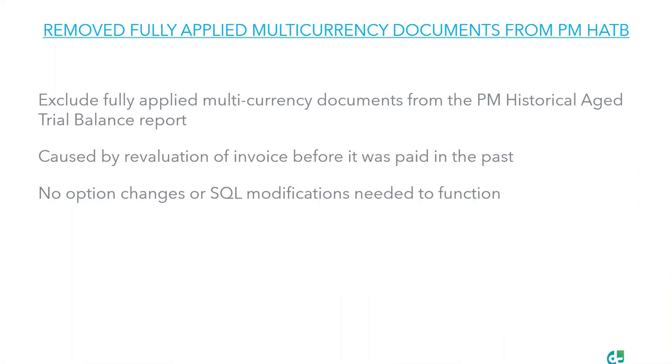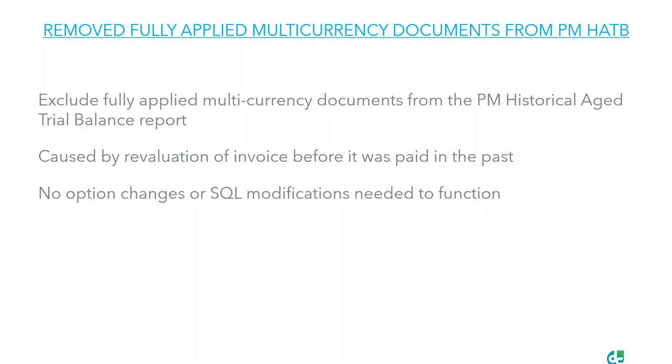And the last update in the financials area of GP for this version is the ability for the Payables Management Historical Aged Trial Balance to remove the fully applied multi-currency documents. What that means is that GP will no longer see a remaining amount on the documents and try to keep those on the report if we're excluding fully applied documents. That's typically caused by a revaluation of the invoice before it was paid. So when GP was looking at the revaluation and the dollar amounts, it viewed it as not being fully paid and applied, so it would not drop it off of that report.